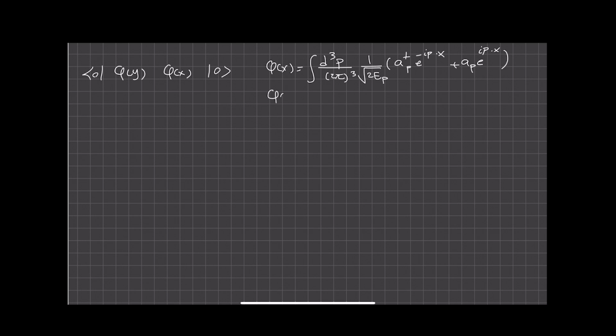So we can basically calculate this value simply. Phi of x can be explained by the expansion. You can write it like this. And phi of y can be expanded on p prime.